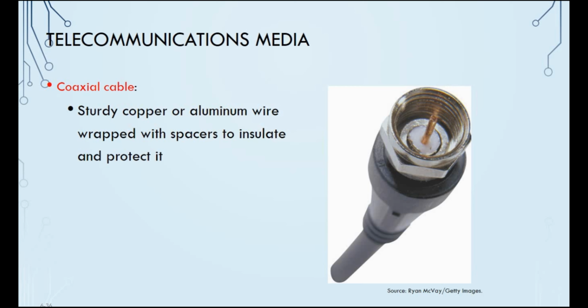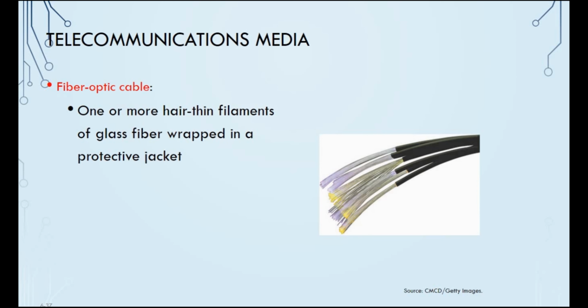Coaxial cable. Sturdy copper or aluminum wire wrapped with spacers to insulate and protect it. So it consists of one copper wire which is covered with a shield. Fiber optic cable. One or more hair-thin filaments of glass fiber wrapped in a protective jacket. So fiber optic cable can reach as high as trillions of bits per second, many times faster than copper.